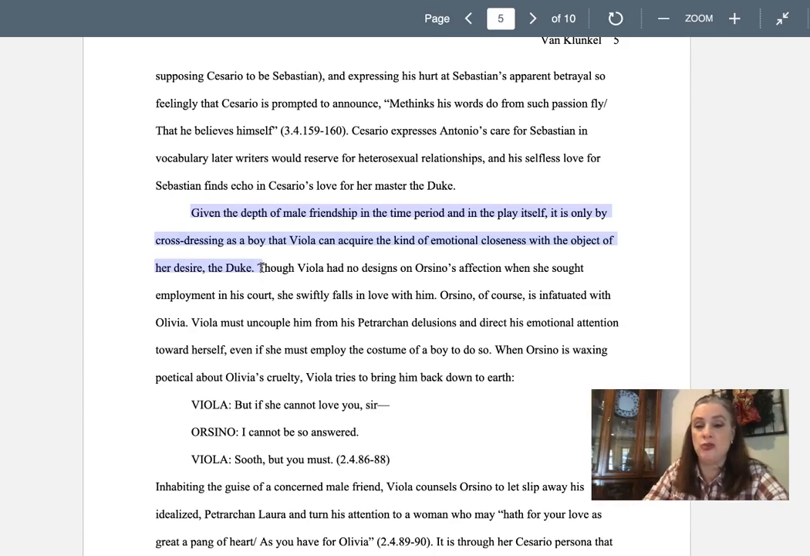So again, here on page 5, I am going to make a thesis reference in my topic sentence. Given the depth of male friendship in the time period and in the play itself, it is only by cross-dressing as a boy that Viola can acquire the kind of emotional closeness with the object of her desire, the Duke. Okay.